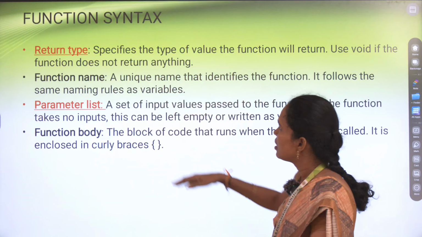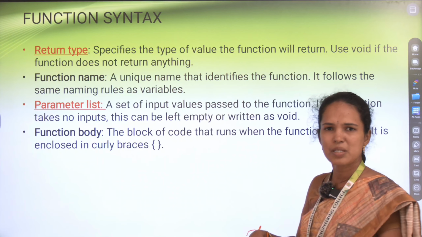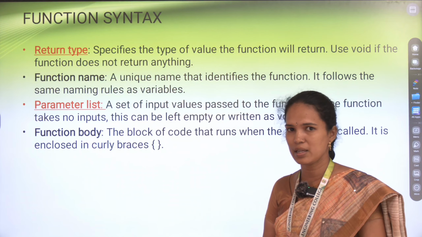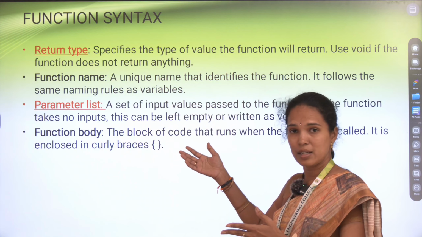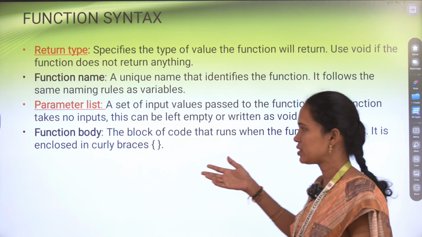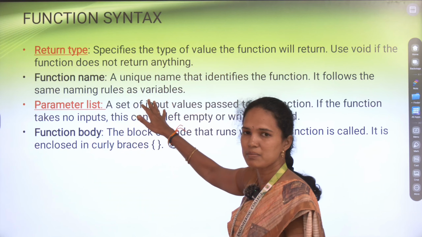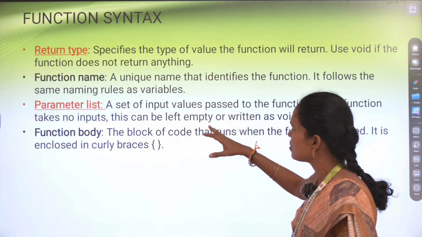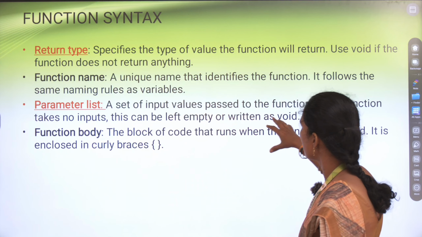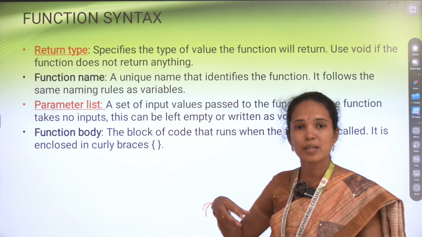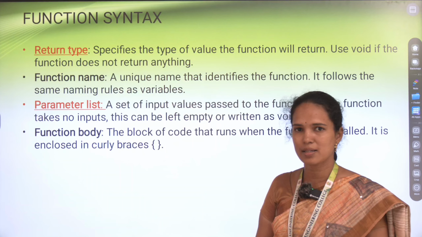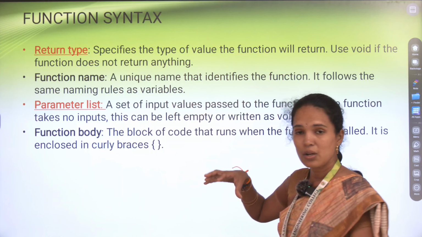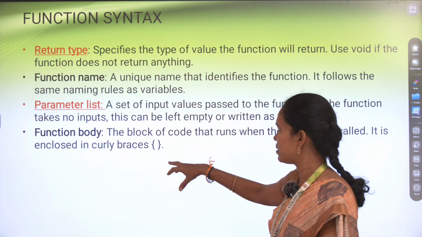Alright, then function name. Function name is a unique name. Apart from the keywords, you can give any name since it is a user defined function. Next, parameter list. Parameter list is nothing but a set of input values passed to the function. What are the inputs you want to pass, that we call a parameter list. Then function body. As I told already, the logic should be written within the curly braces.